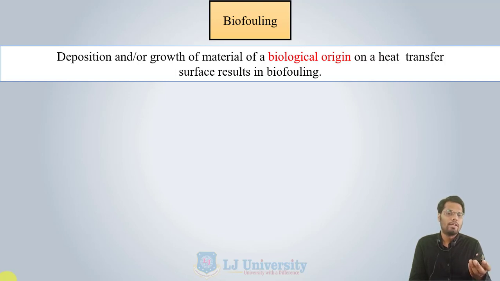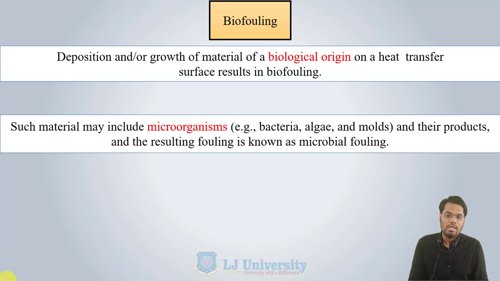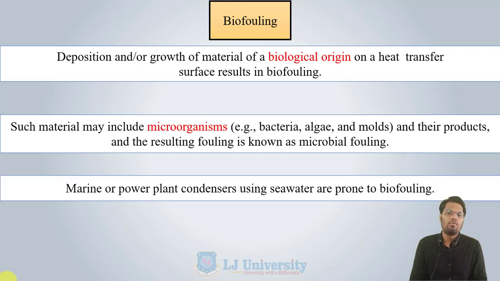Deposition or growth of material of a biological origin on a heat transfer surface results in biofouling. Such material may include microorganisms like bacteria, algae and molds and their products, and the resulting fouling is known as microbial fouling or biofouling. Marine or power plant condensers using sea water are mainly subjected to biofouling.